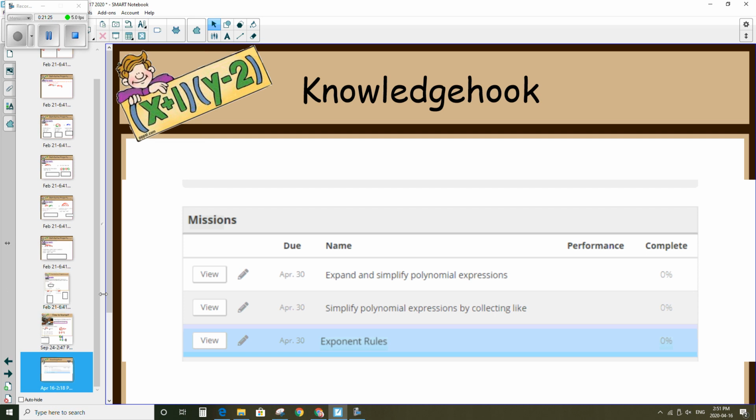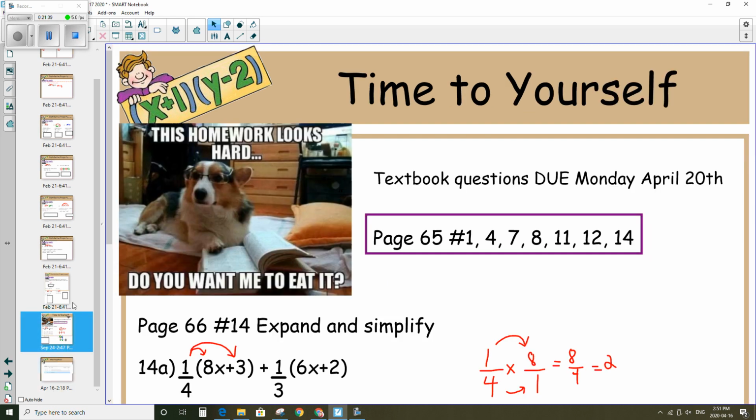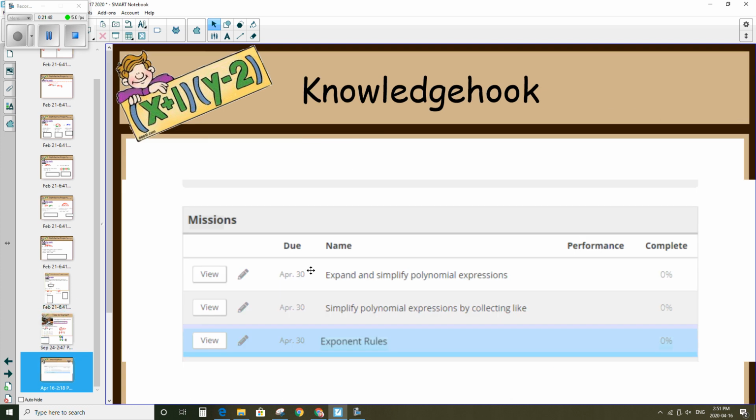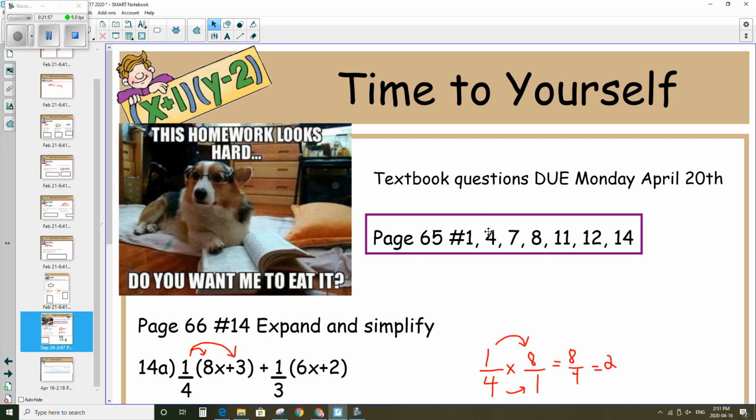I don't think there's anything else. Oh, there is one more thing. I did open up 3 knowledge hook activities for you to try. Those are not due until April 30th, and they will probably be part of Monday's homework. But if you do finish all the homework from today that's due on Monday, and you've done everything else for your other courses in our Google Classroom, then you can go ahead and try some of these questions here. But I would do the textbook questions first. Some of these are a little bit tough, and so it'd be great to start off with some of the easier questions.